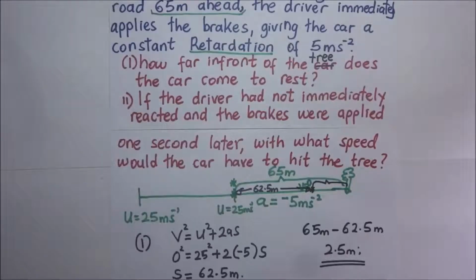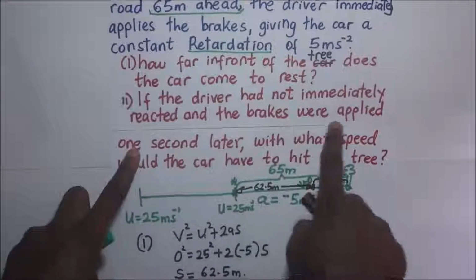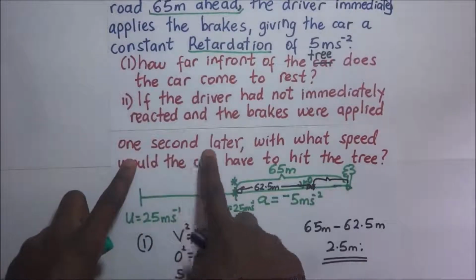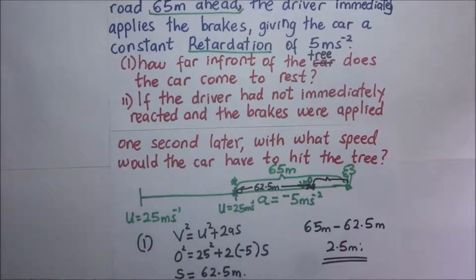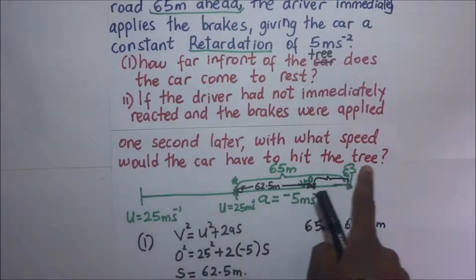Now let's get Roman 2. Roman 2 says that if the driver had not immediately reacted and the brakes were applied 1 second later, with what speed would the car have hit the tree? So with what speed will the car hit the tree?